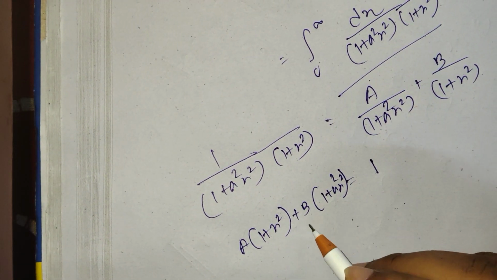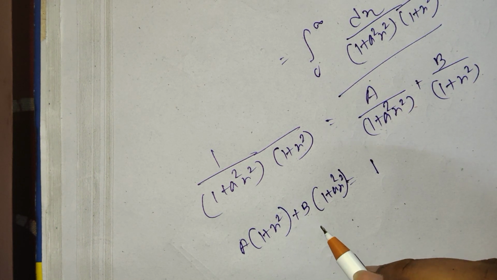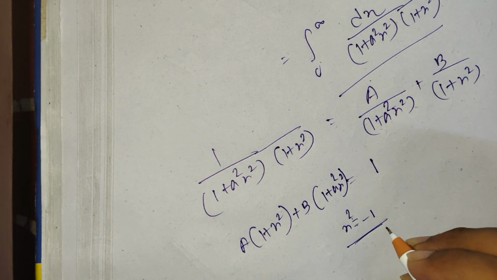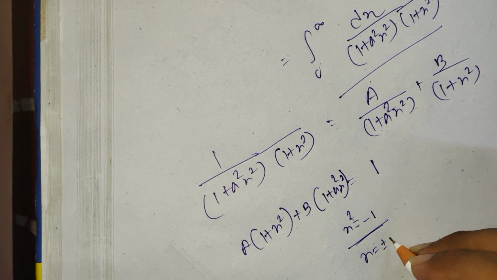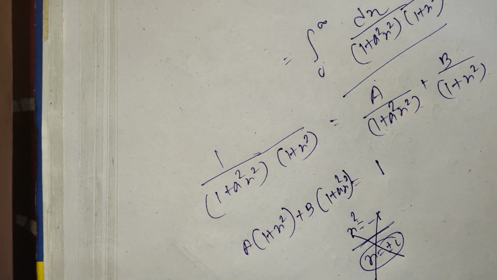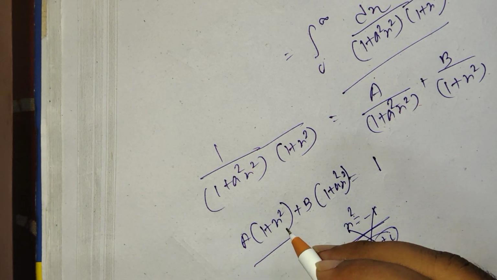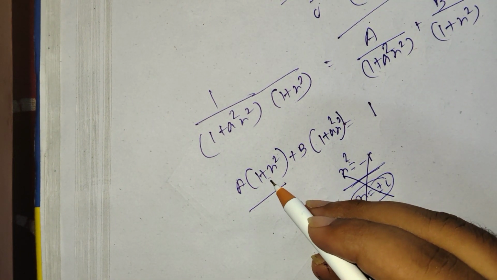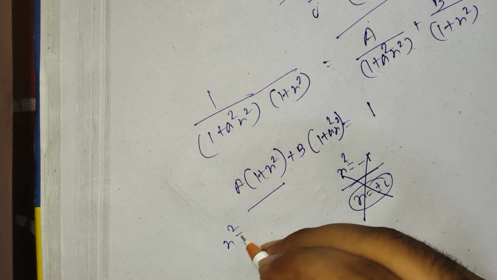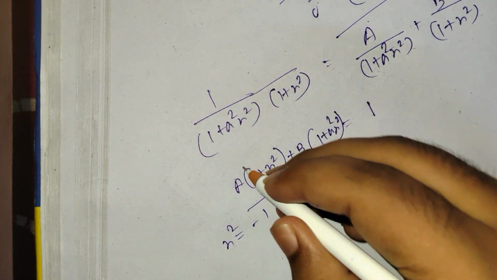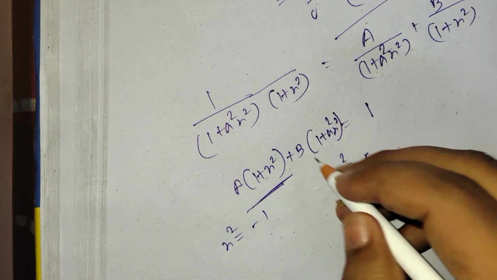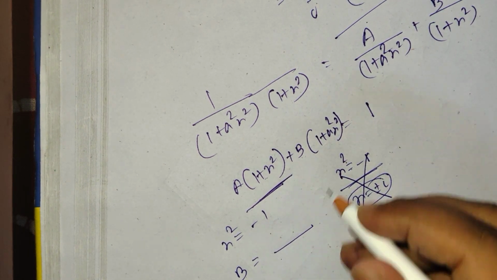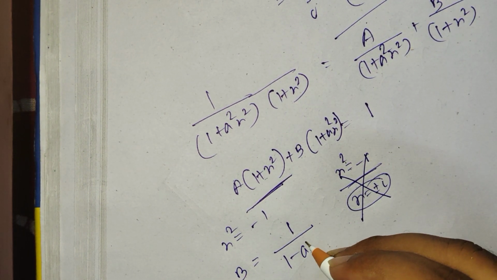Now we have to find the value of A and the value of B. For that, we can say x square equals minus 1, so x equals plus minus i, or something like that. No, you just need to make one term 0. Maybe the value of A is 0, it doesn't matter. Make it 0 so that you can find the value of B. So when x square equals minus 1, B equals 1 by (1 minus a square), right?